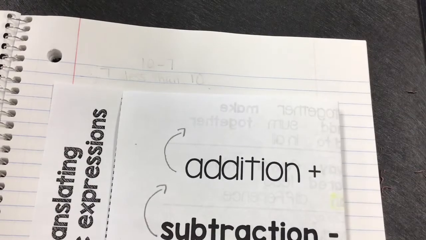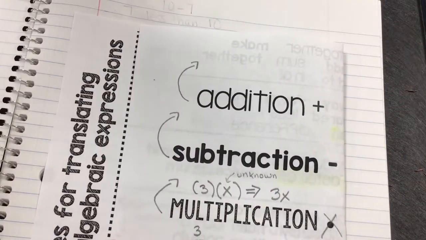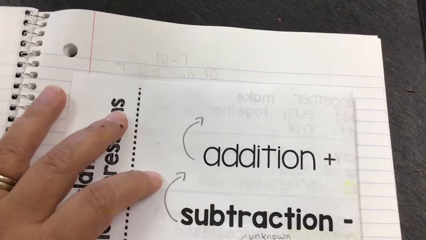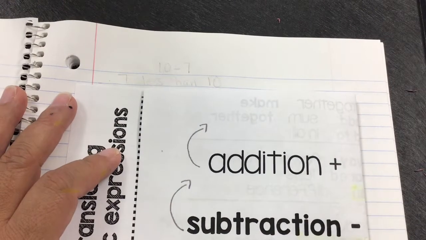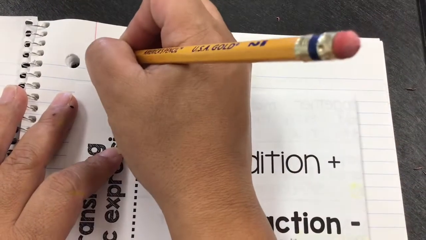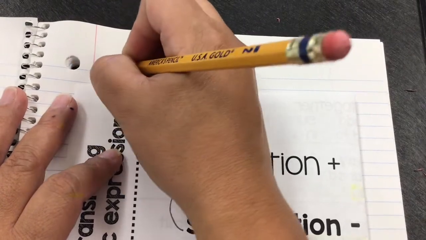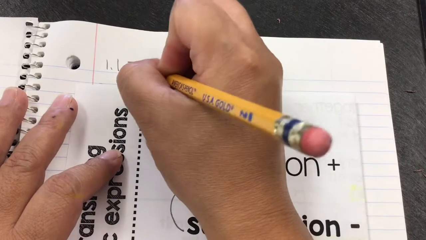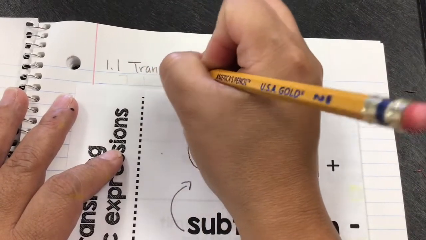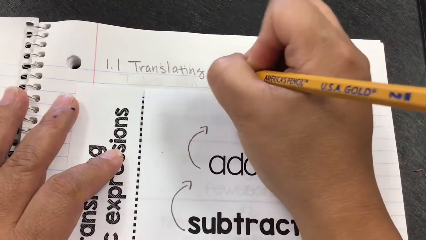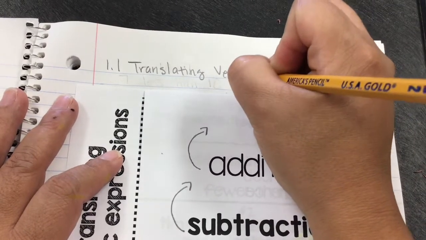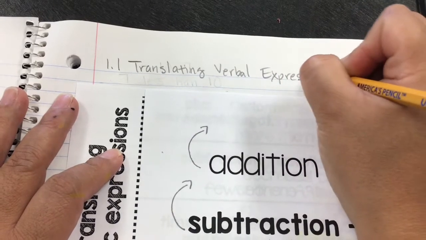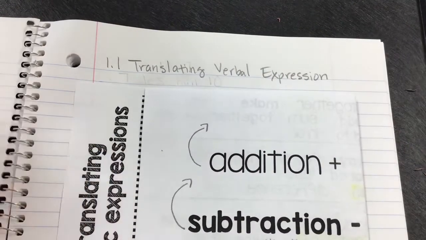For your tests and quizzes, you can use your notes. You can use this spiral. So make sure that it's on your spiral to be able to use for your tests in this class. This section is called section 1.1. Translating verbal expressions. And what I'm going to do is I'm just going to staple it on here so you have it for your notes.